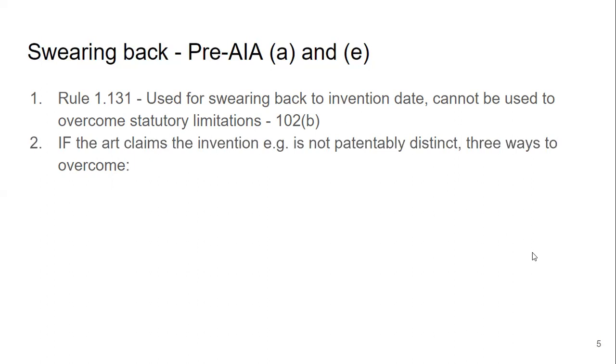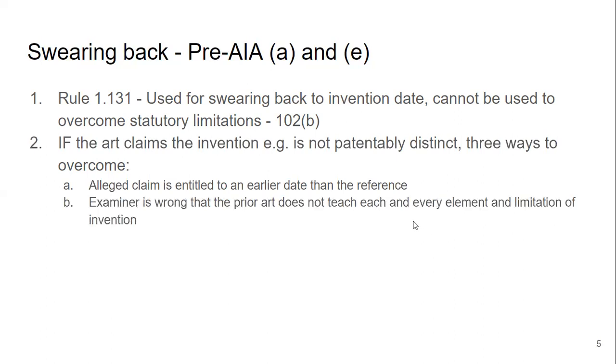So if the art claims the invention, like it's not patentably distinct, then there are three ways to overcome. First off, the alleged claim is entitled to an earlier date than the reference. Again, that's like swearing back, claiming or perfecting priority, something like that. Second, the examiner is wrong that the prior art teaches each and every element and limitation of the invention.